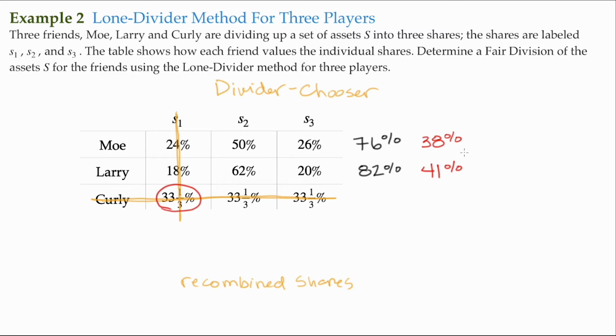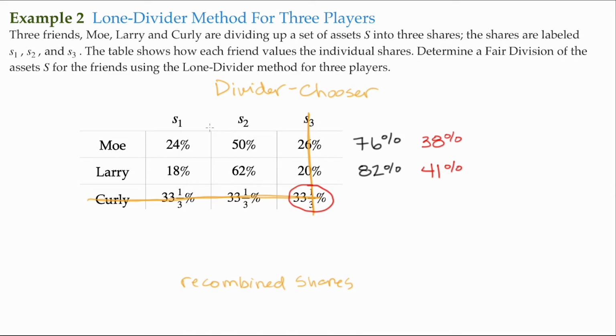But either way, Mo and Larry will get at least 1/3 of the original value, 33 1/3% of the original value that we started with. So everything seems to work out. We could even do that if we flip a coin, and instead of Curly being awarded the first share, let's suppose he is awarded the third share. So he gets share 3. And I just like to go ahead and cross out share 3 since it's already been awarded, and Curly has already gotten that share.